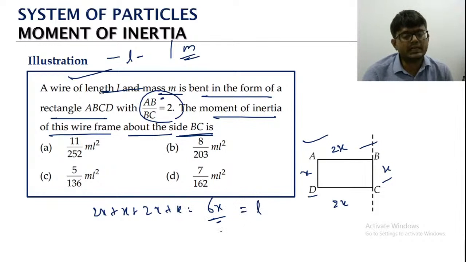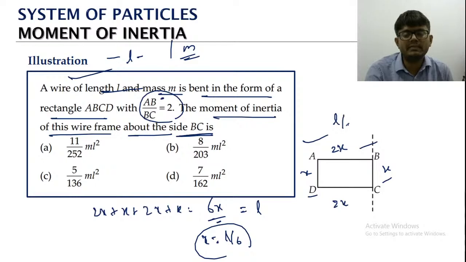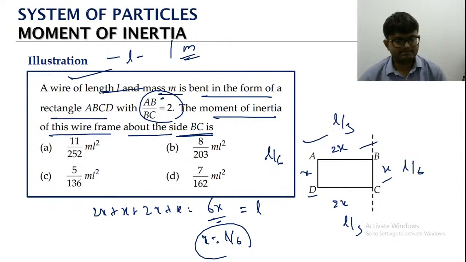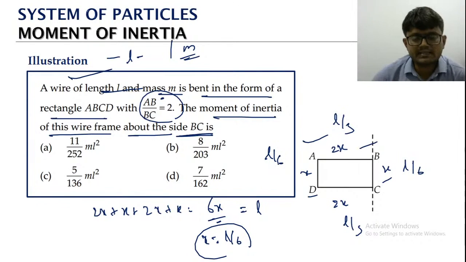6x is equal to what? L, which means x is equal to L by 6. So what is this? 2 into L by 6 means L by 3. Here also L by 3. This is L by 6, this is L by 6. These are the lengths.